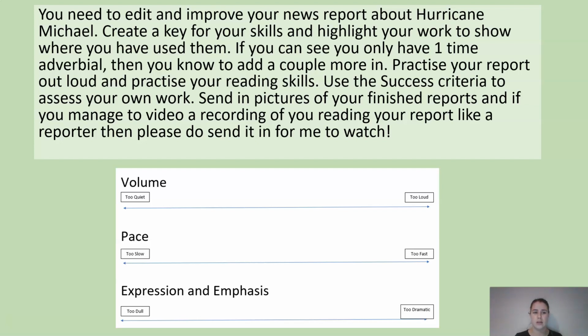So use the success criteria to assess your own work. Okay, now that is this sheet here. You have two copies of those at home where you've looked at it for Hurricane Sandy and Michael. You need to then use this when you're practicing reading your report out loud. Can you make certain parts of it louder and certain parts quieter for effect? Are you reading it too fast? Are you reading it too slow? Have you got too much information in there, which means you're reading it too quickly? And could you add any expression and emphasis on specific words or facts that's going to draw in different emotions from the person listening and the person reading from the other side, okay?